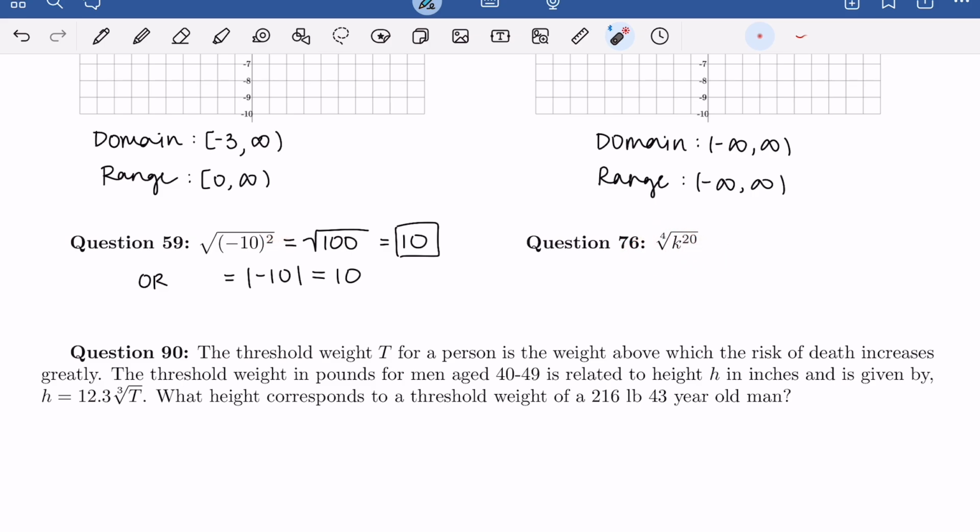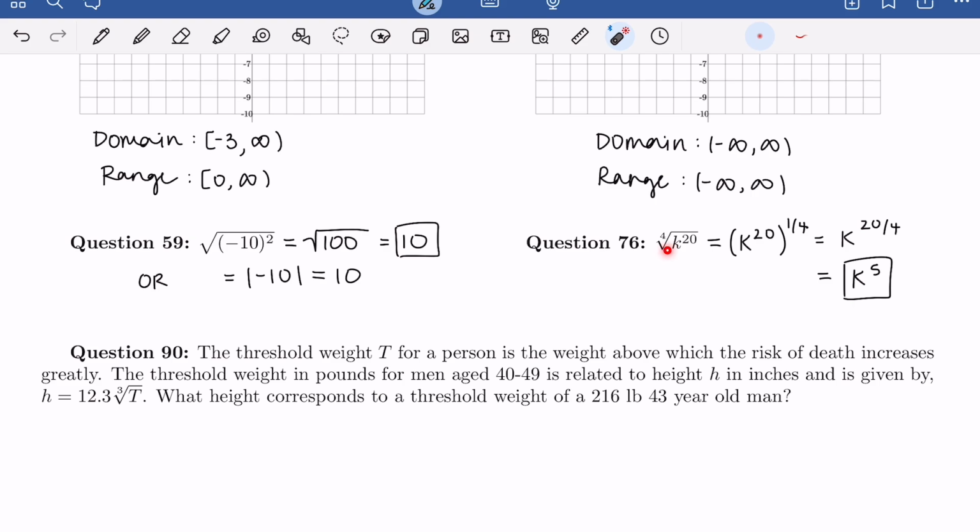And we're actually going to do that for question 76 here. So we're taking the fourth root of k raised to the 20th power. So thinking about this in terms of exponents, this is the same thing as k raised to the 20th power to the 1/4 power, right? If we're taking the fourth root of something, that's the same thing as raising that thing to the 1/4 power. So using our rules of exponents here, this is actually the same thing as k to the power 20 divided by 4. Right, our exponent rules tell us that we're going to multiply 20 by 1/4, which is the same thing as 20 divided by 4. And evaluating this, we're going to get k to the 5th power.